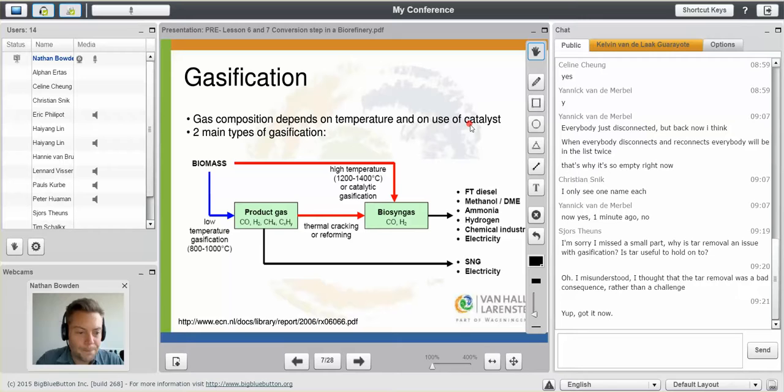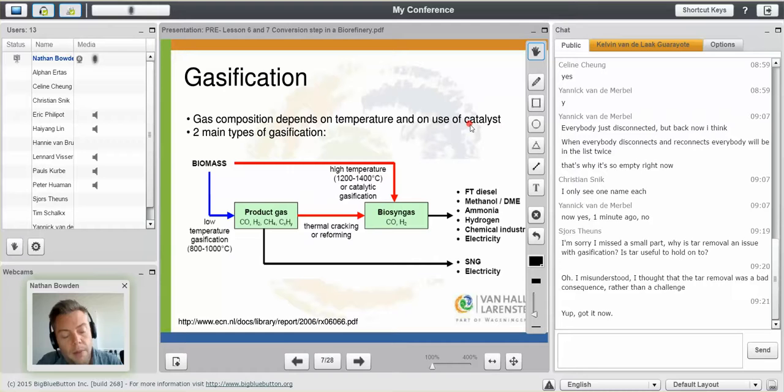Tar is, I won't go into what tar is. It's not significant, especially not for your project. You're not doing any kind of gasification. A lot of these things we do here at Avans University and also at Wageningen. So it's good to know about gasification and pyrolysis, but it's not something that you'll be using specifically in your project, unless you want to design pyrolysis as part of your biorefinery, which is very possible. So it's up to you.